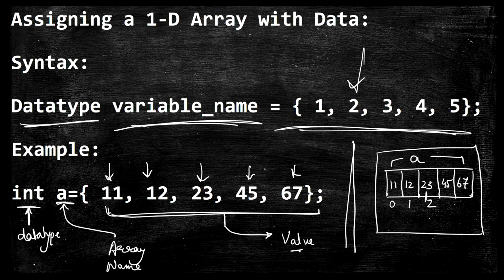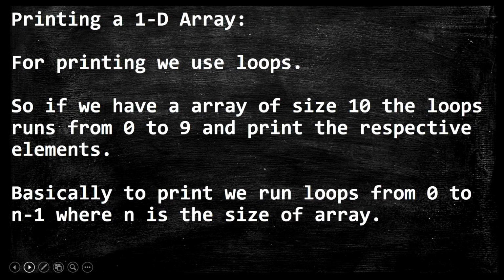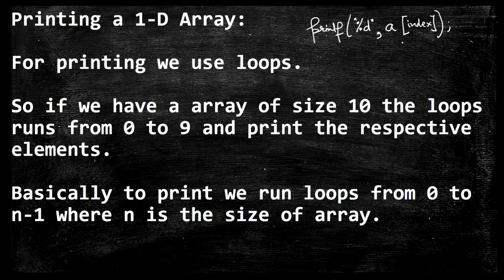Okay. So let's now move to the next topic, that is printing a 1D array. If you want to print only a member of an array, you can simply write printf, %d for the integer case, comma, if a is the array name, and you have to write the index over here, then bracket close. What will this print? This will print a single element.